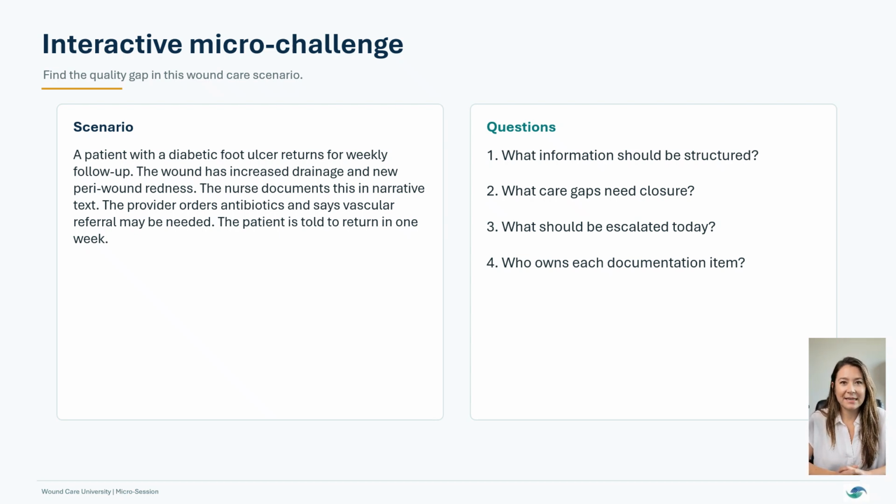Ask what should be escalated today. New redness and increased drainage could require infection assessment, possible culture if criteria are met, antibiotics, close follow-up, and possibly earlier reassessment than 1 week, depending on severity. Finally, ask who owns each documentation item. This is where teams often discover the real gap.